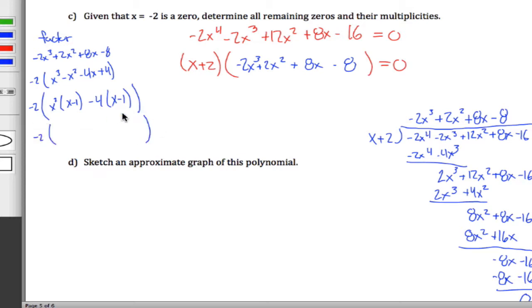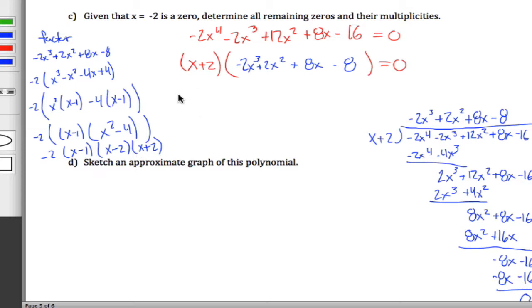So inside these big parentheses, I have 2 terms, and they both have an x minus 1 in them. So I can factor out that x minus 1, and then I'll be left with this x squared minus 4. What I'm saying is this factors to negative 2 times x minus 1. X squared minus 4 is a difference of squares, so it's x minus 2 times x plus 2.